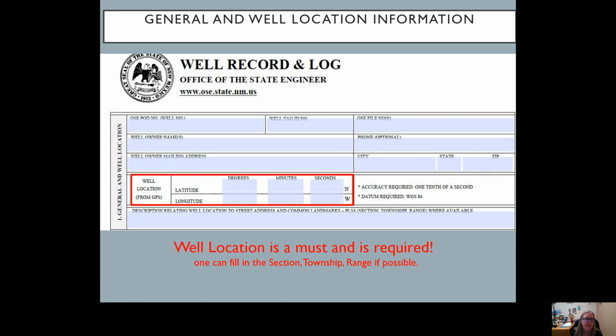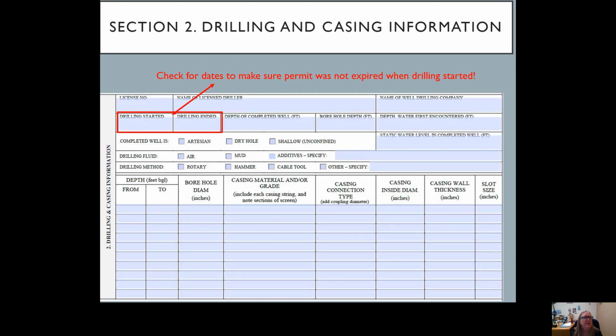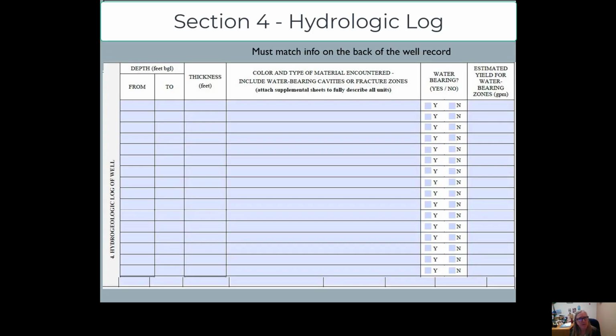Your well driller must have obtained a latitude, longitude, degrees, minutes, and seconds while they're out there. But you may also, in that common description, put the section, township, and range if it's possible. This is where you will put the driller's license number and the name of the licensed driller, not the drill rig supervisor. And then you will also enter the name of the well drilling company to the right. Then on the next line, the date the drilling started and the date the drilling has ended. Make sure to check the date on your permit and make sure you did not start drilling on an expired permit, because that can be a reprimandable offense.